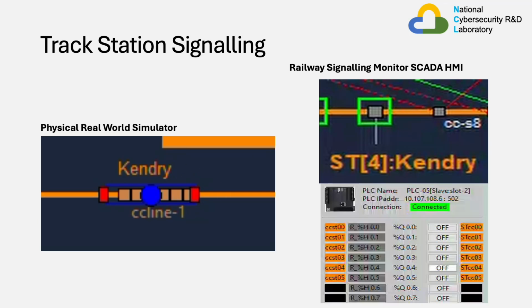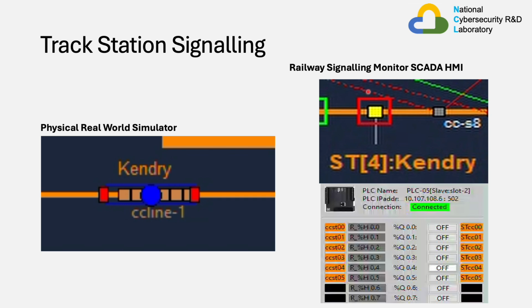On the railway signaling monitor SCADA HMI, we can see that the station Kentry changes colors. It was previously a grey box surrounded by a green box, and is now a yellow box surrounded by a red box. The inner box changes colors from grey to yellow because this is the train position sensor at the station, indicating that there is a train that is currently on the sensor.